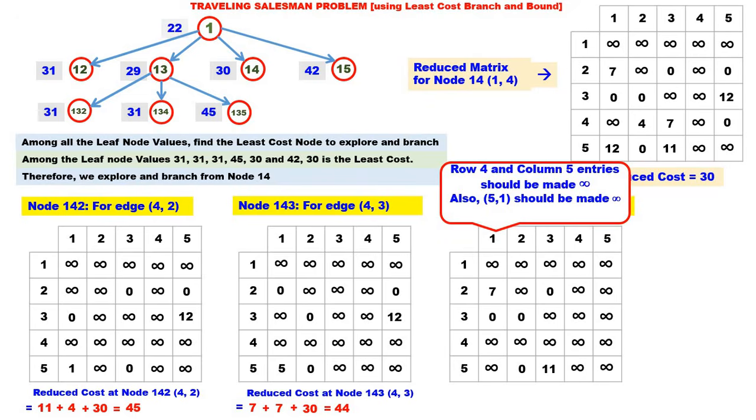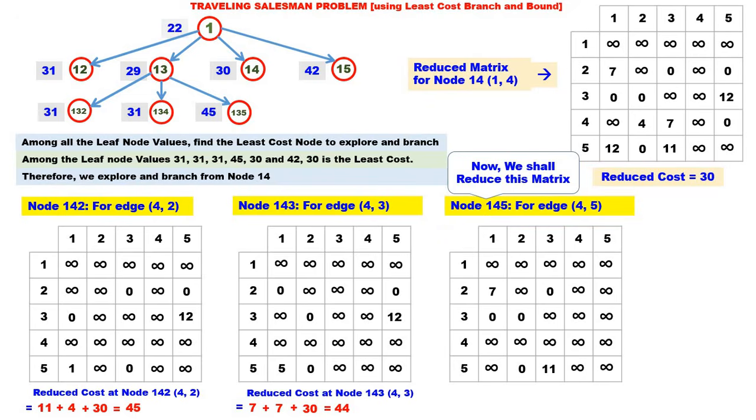Very good. Now we have to do the reduction. Row reduction. First we will do the row reduction. First row, all the elements are infinity. Nothing doing. Second row, minimum element is 0, no change. Third row, the minimum element is 0, no change. Fourth row, all the elements are infinity, nothing doing. Fifth row, the minimum element is 0, no change.